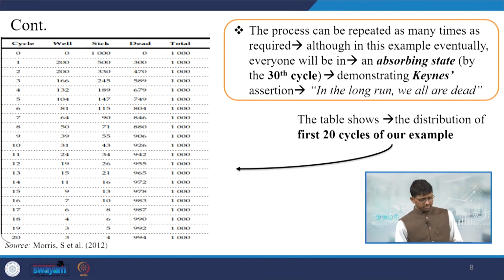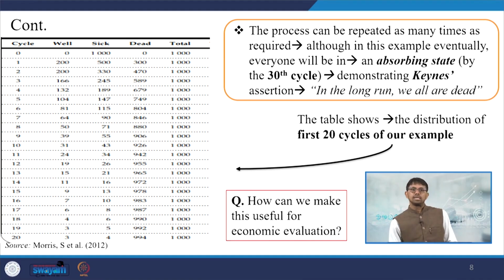You can see here we have presented Morris et al.'s work on different cycles, how many are well, how many are sick, and how many are dead out of 1000 people, and 20 cycles are presented here. Actually, another 10 are there. In the last 10, the final 10, all are dead. There is no further cycle possible.